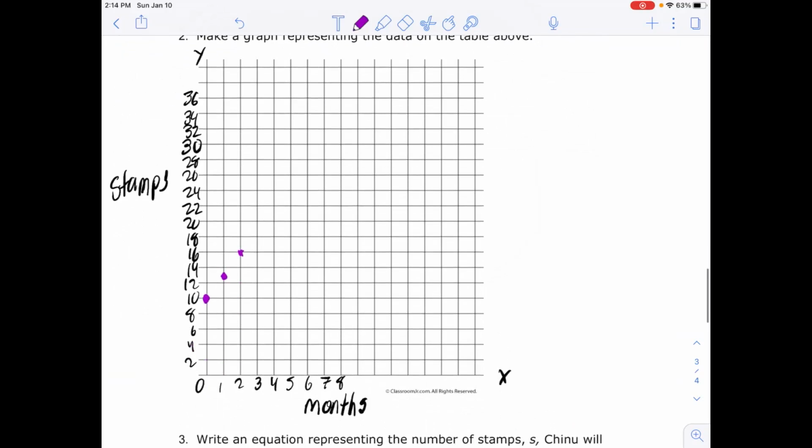(3, 19), (4, 22), (5, 25), (6, 28), (7, 31), and (8, 34). And draw the line that connects those points.